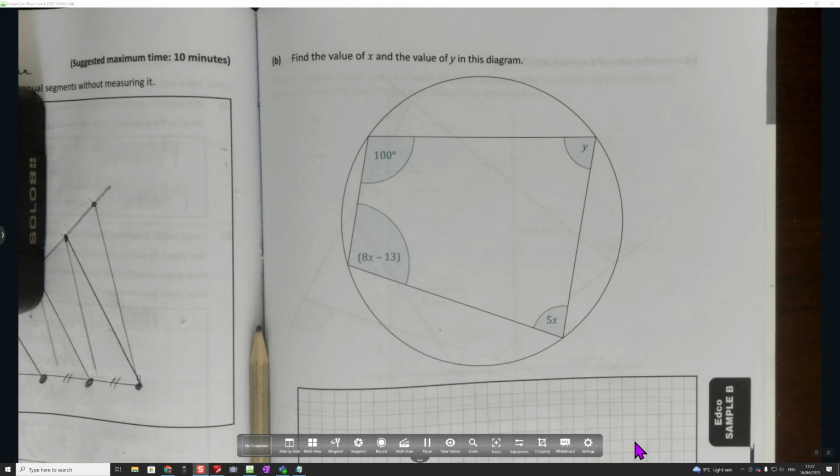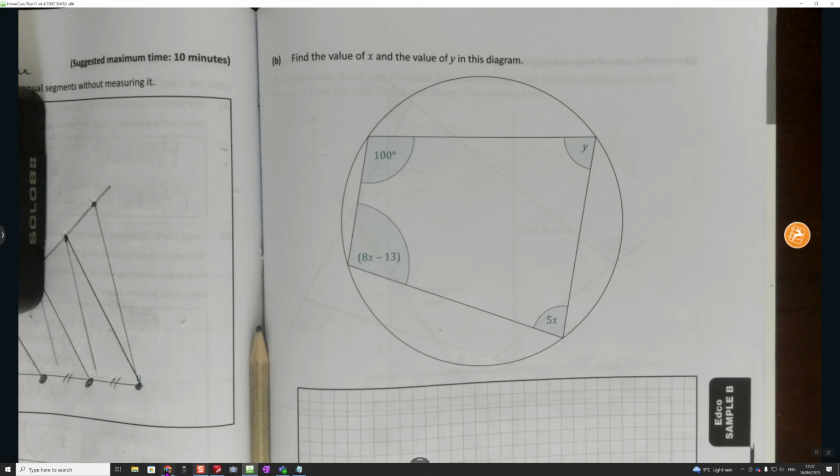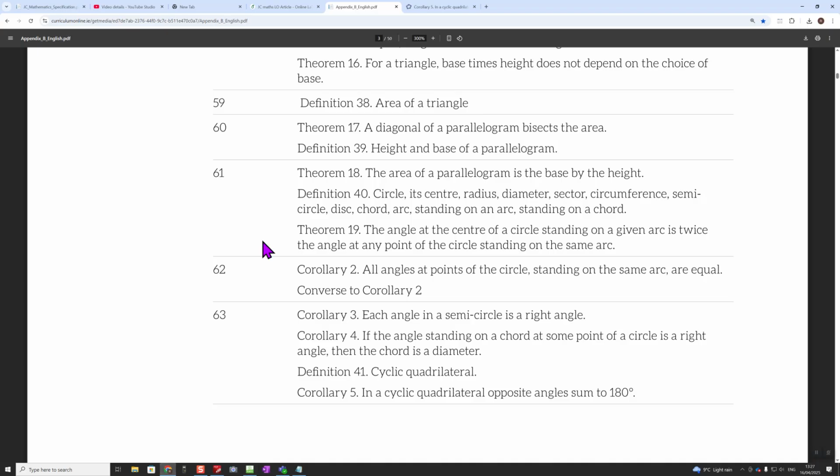Welcome back, students. Okay, so we're on to question 9b, and here we have a cyclic quadrilateral. Let's look at what a cyclic quadrilateral is on our Appendix B. So the very last theorem, theorem 19: the angle at the center of a circle standing on a given arc is twice the angle at any given point. And leading on from that, we get corollary 5, which is: in a cyclic quadrilateral, opposite angles sum to 180.